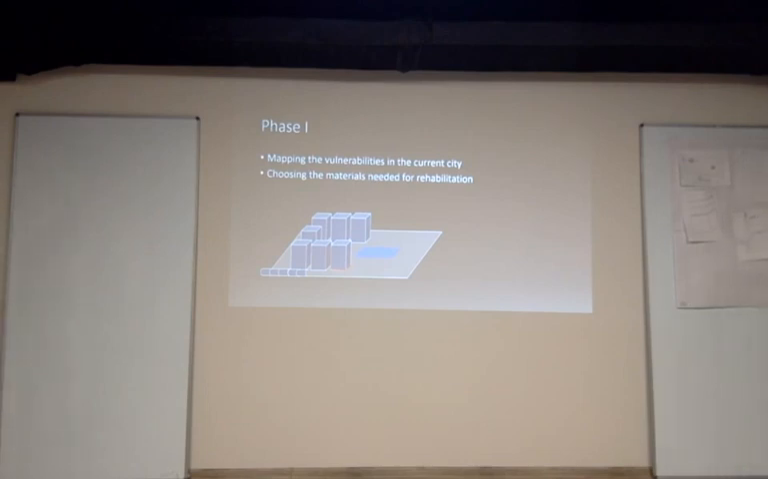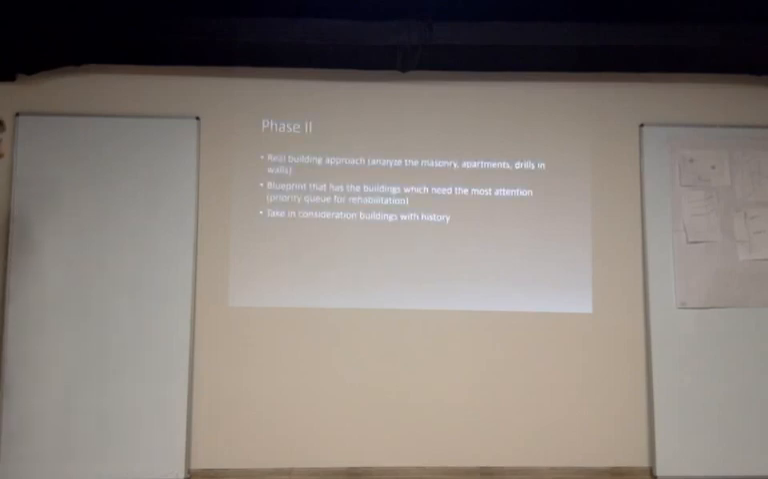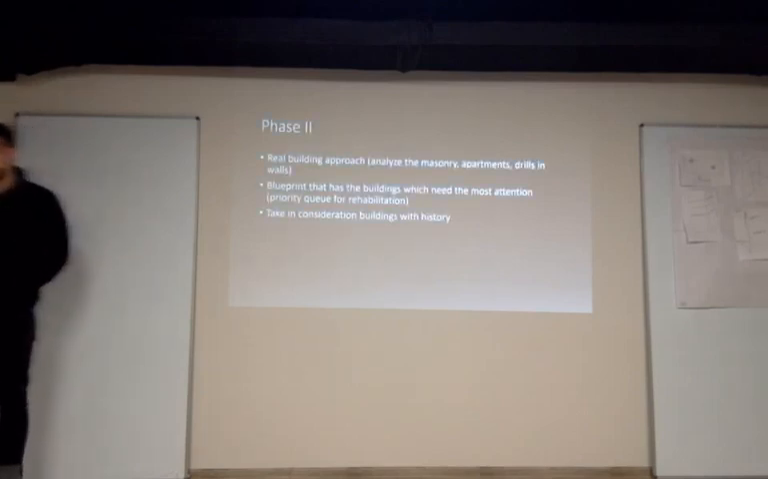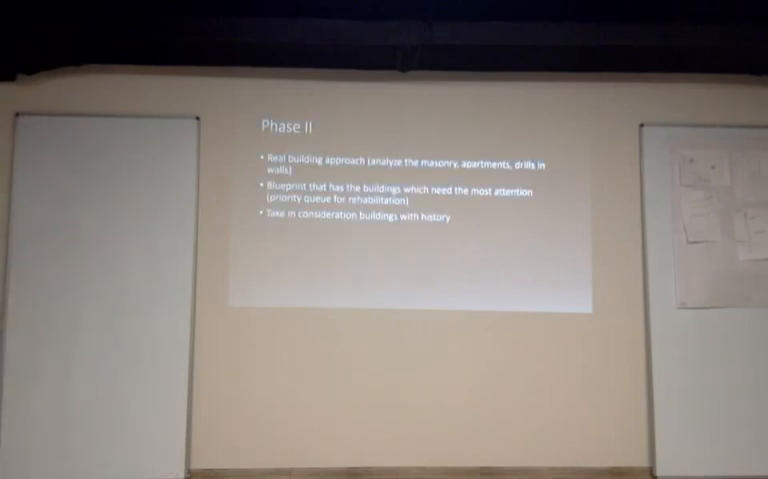In phase two, we will inspect the buildings in real life. Then we will make a map with the buildings that need to be kept, and in a certain order. And of course, we will take into consideration the buildings with history that require special attention.